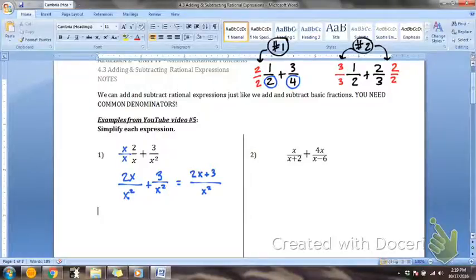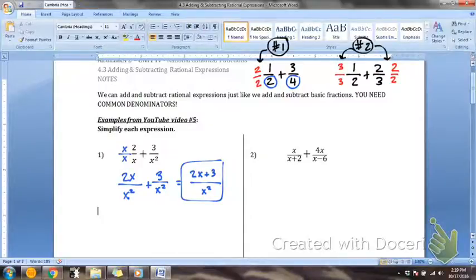So can you combine 2x plus 3 at all? No, you can't, right? I mean, it is what it is. There are no like terms. So this would be my final answer here. 2x plus 3 over x squared. Questions on number 1.